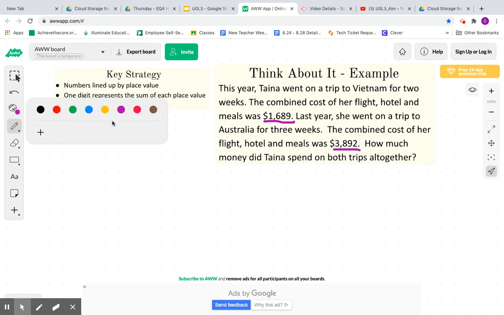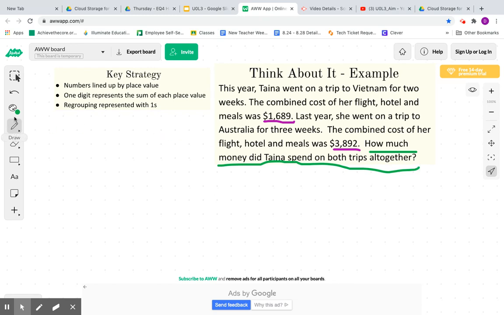Okay, so the main question here is how much money did Taina spend on both trips altogether? So it looks like we're going to need to add, and the key strategy I will be using today is going to be right up here, right? And we are adding with standard algorithm.